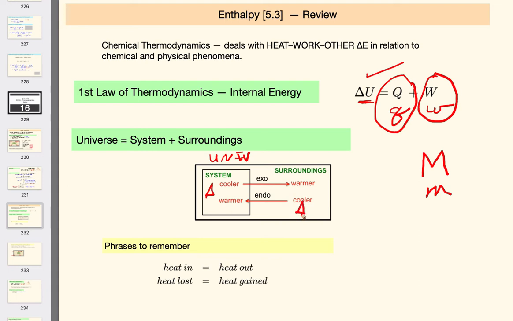Okay, so that's what we mean by system and surroundings. The system can gain or lose energy. The surroundings can gain or lose energy, but guess what? The universe is constant.